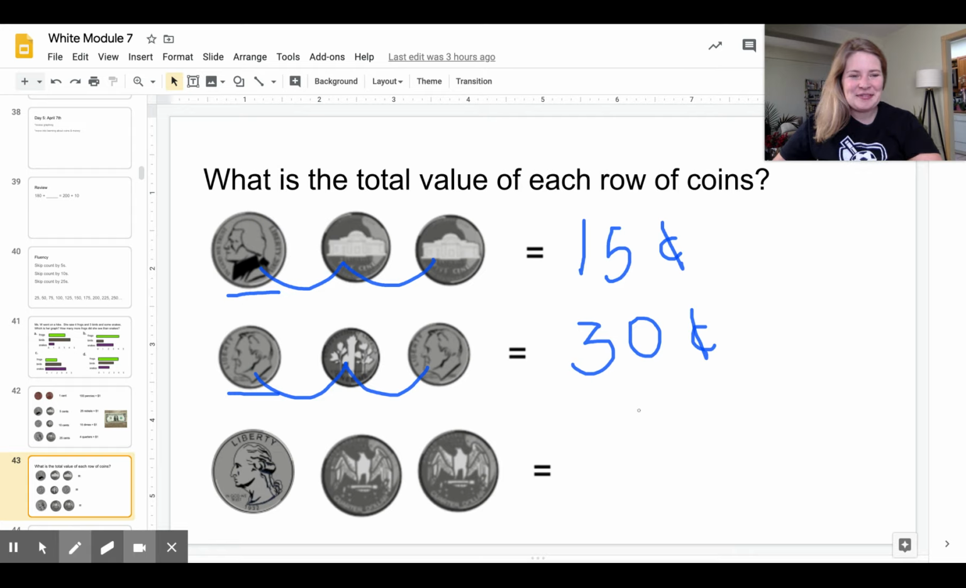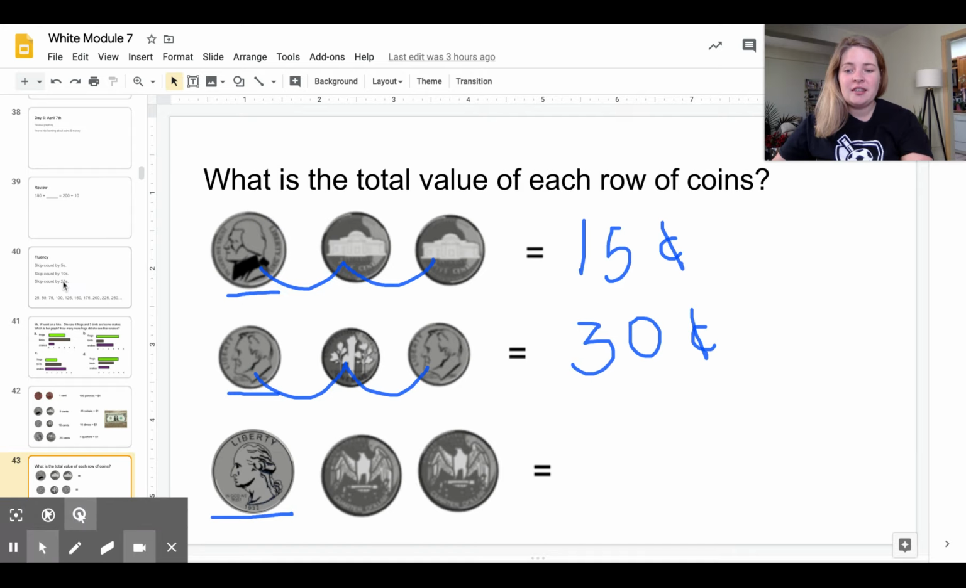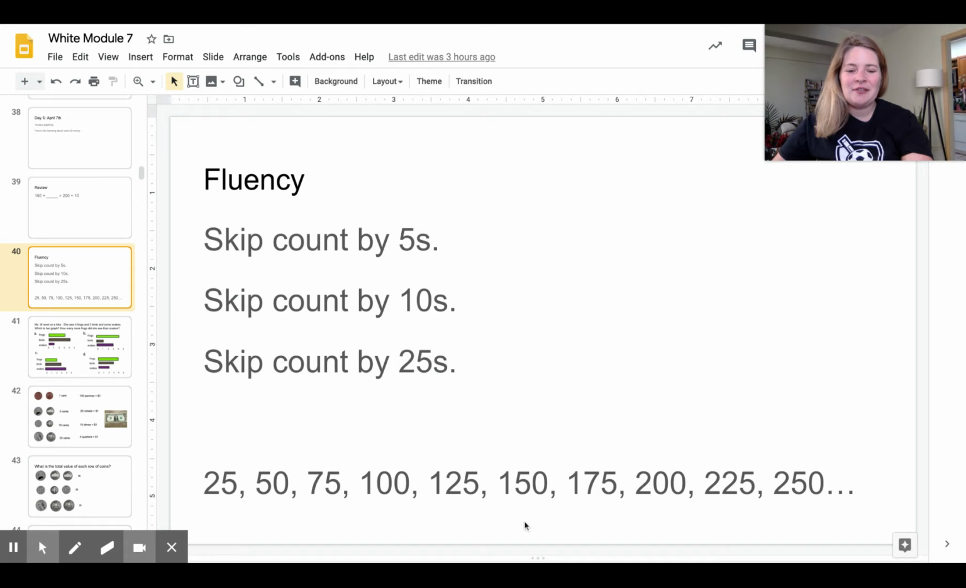All right, last one for this. What is this, the largest coin? What is that worth? The largest coin on this page. It's called a quarter, and it is worth 25 cents. Now, we know that skip counting with 25s can be challenging. If you need a review, you can rewind and go back to our fluency page. You've already done this once before.